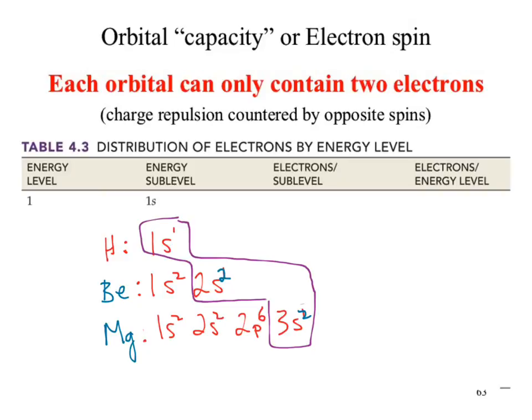What if I jump to boron? 1s2, 2s2, 2p1. What if I jump to aluminum? 2s2, 3p1. The gap that we're seeing there, where the transition elements are sitting, is the transition between the s orbitals and the p orbitals.